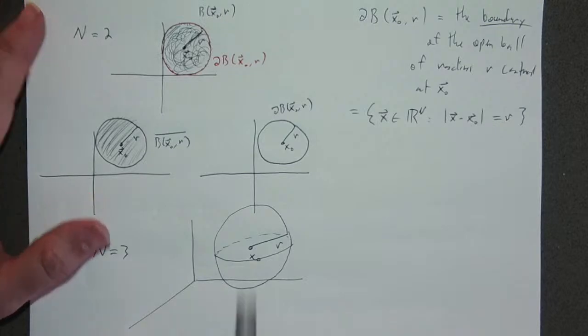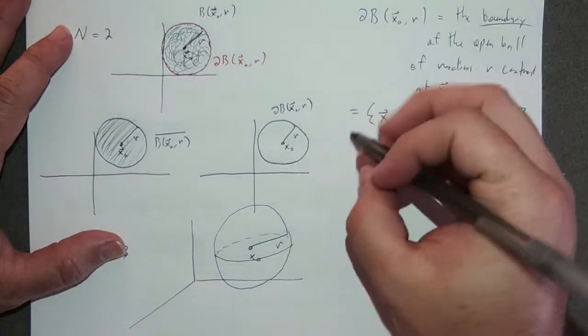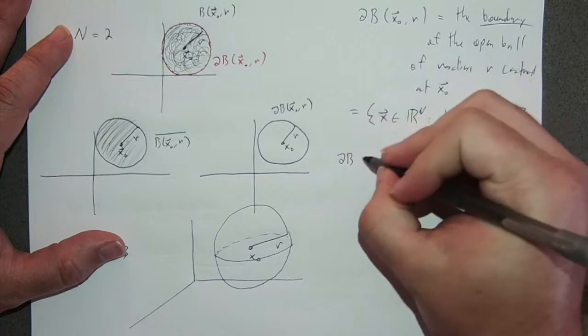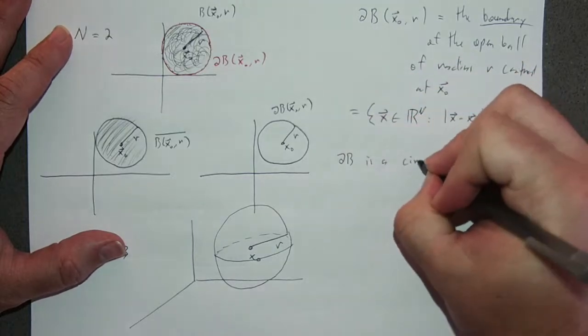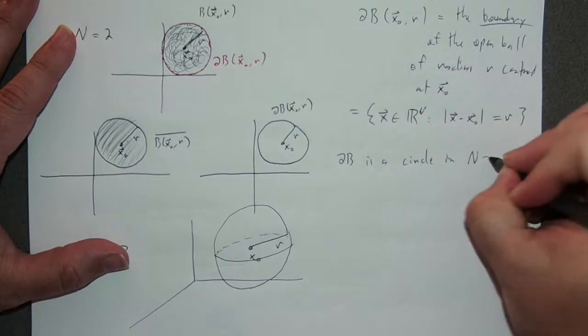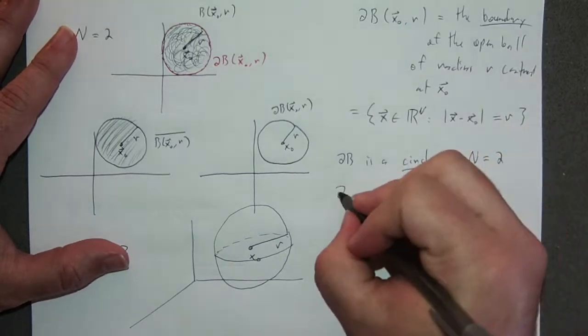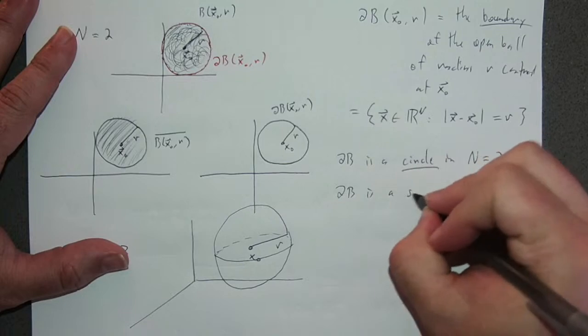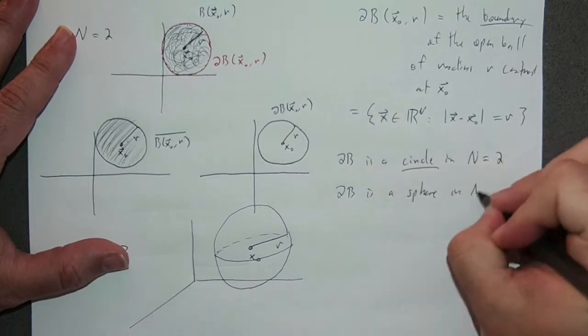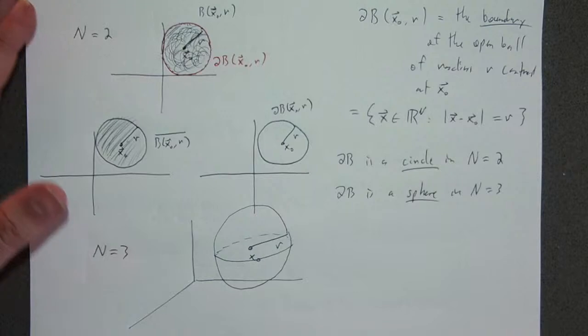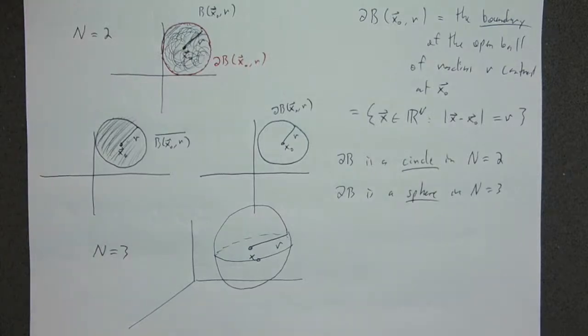Okay. So notice that this is a circle in n equals 2, and it is a sphere in n equals 3. And remember, when we talk about a sphere, we are talking solely about the boundary, no inside points. If we want to include the inside points, we wouldn't call it a sphere, we would call it a ball. That's the terminology we're going to use for the rest of the course.